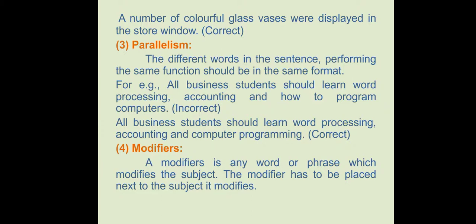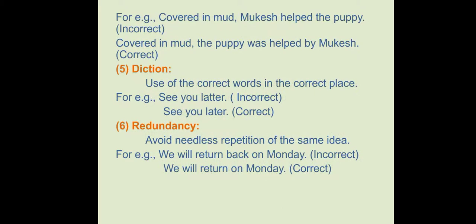The fourth thing you need to keep in mind is modifiers. What is a modifier? A modifier is any word or phrase which modifies the subject. The modifier has to be placed next to the subject which it modifies. For example, covered in mud, Mukesh helped the puppy. This is an incorrect sentence. The correct sentence is: covered in mud, the puppy was helped by Mukesh.